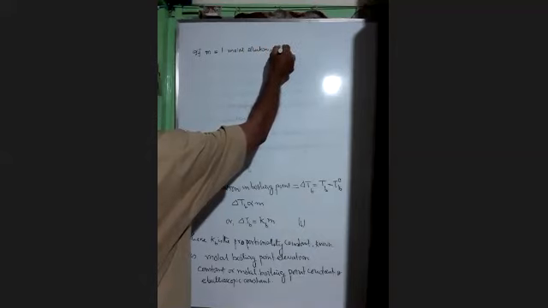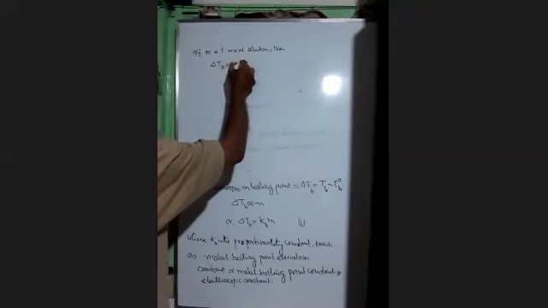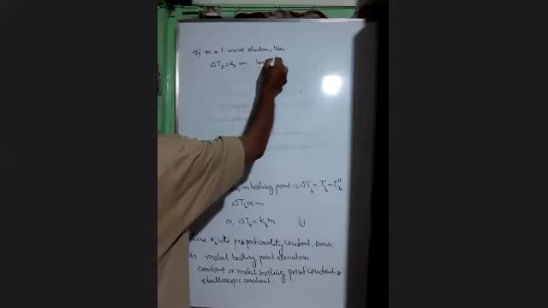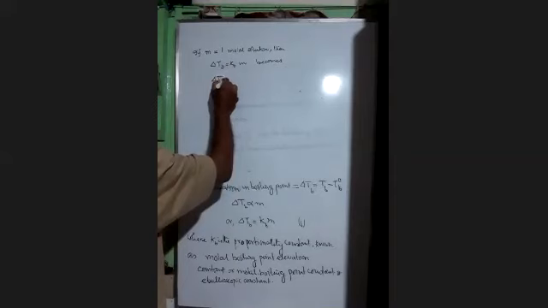Acha, now, wait. I want to define this one. If m is equal to 1 molal solution, then delta TB is equal to KB into m becomes what? Delta TB equal to KB.